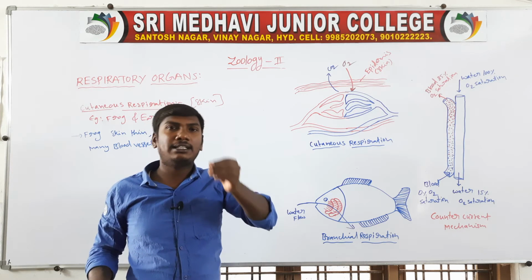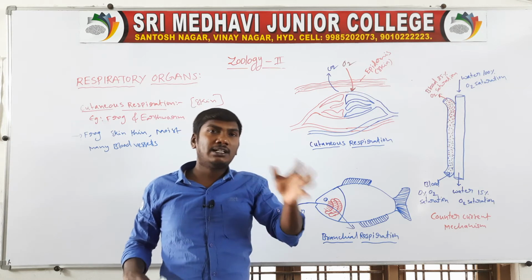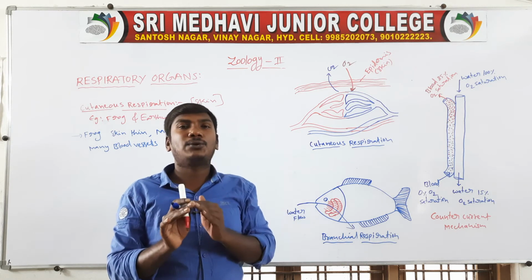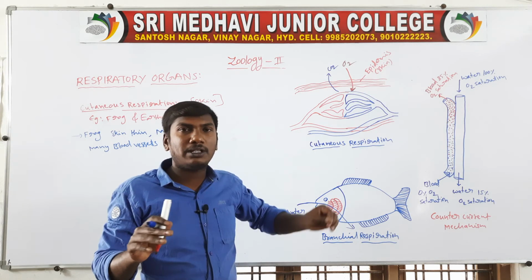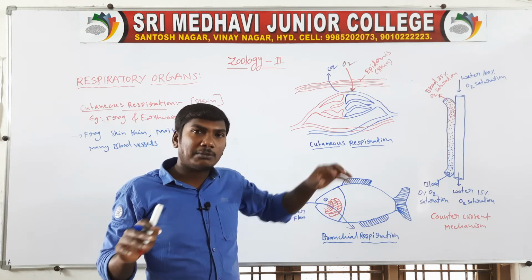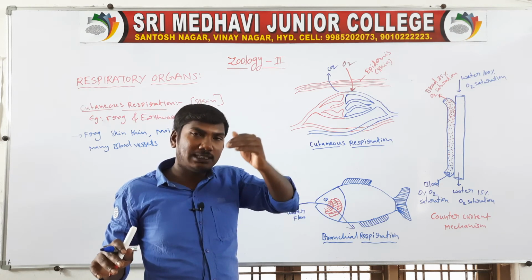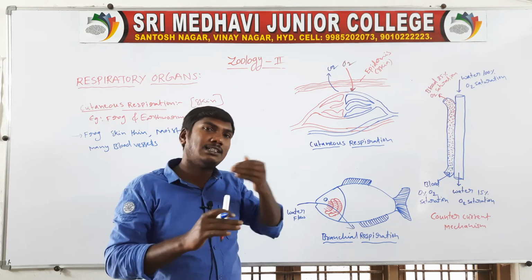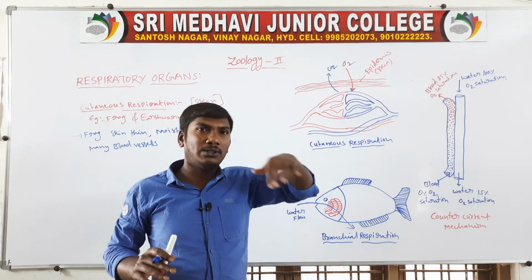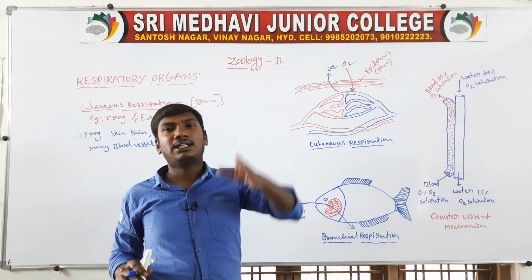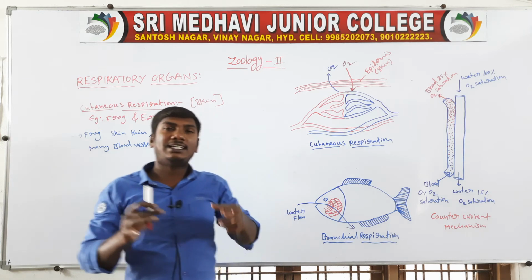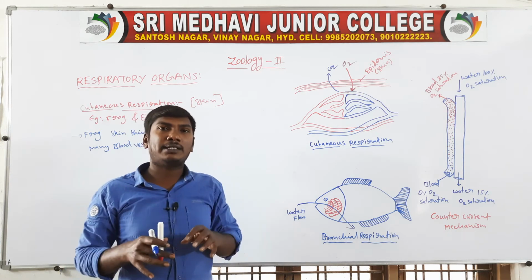The blood vessels have hemoglobin. The hemoglobin binds to form oxyhemoglobin. The oxyhemoglobin is transported to the body tissues. In the body tissues, the O2 concentration is low and the CO2 concentration is high. So O2 is absorbed and CO2 is released. So this is cutaneous respiration, skin respiration.